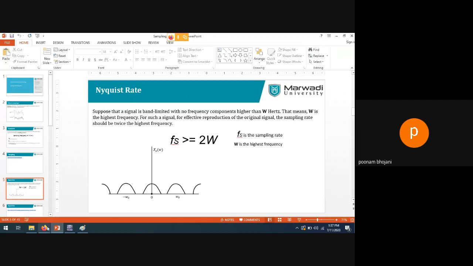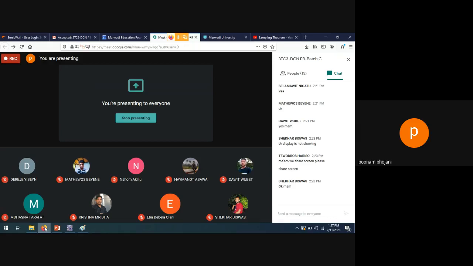Any doubt, anyone? Nyquist rate. This question can be asked for one mark. What is Nyquist rate, or what is the sampling theorem? Yes, Arafat. In the last line it says something about twice the frequency. Yeah, the sampling rate will be twice of the signal you are sending. Yes, twice the frequency you are sending.